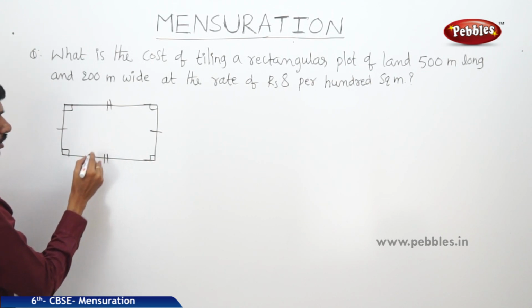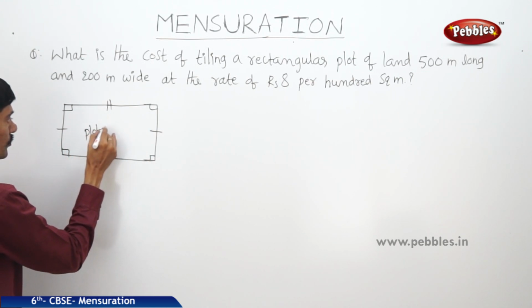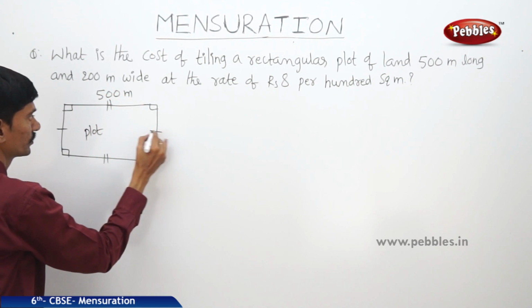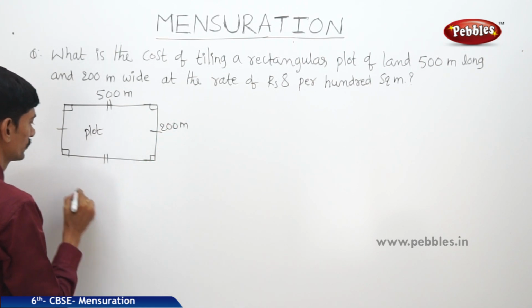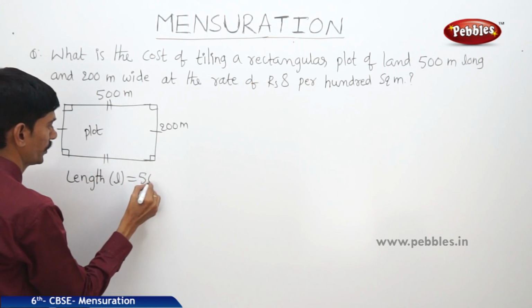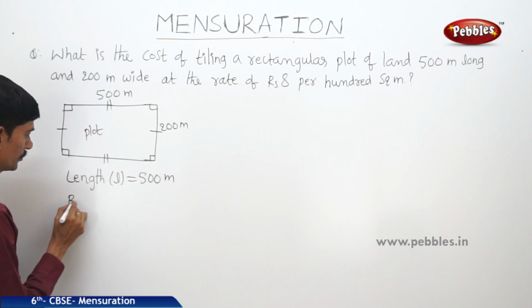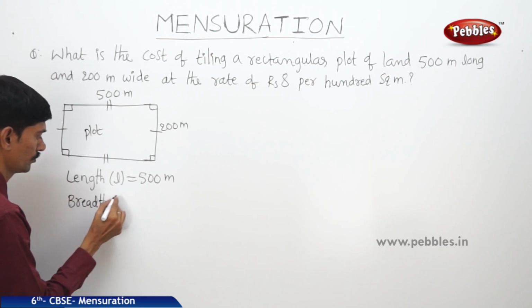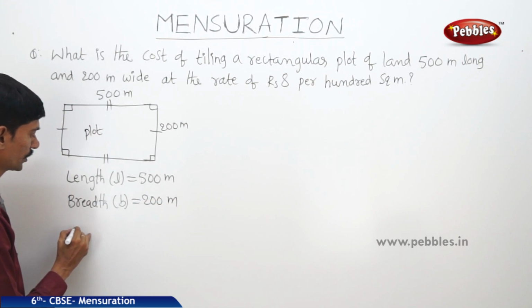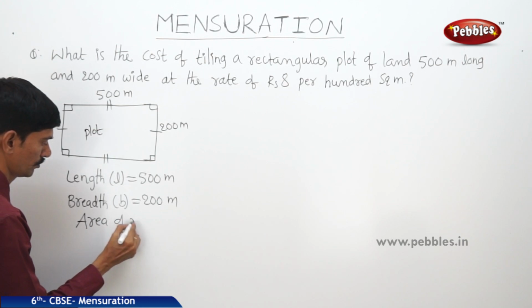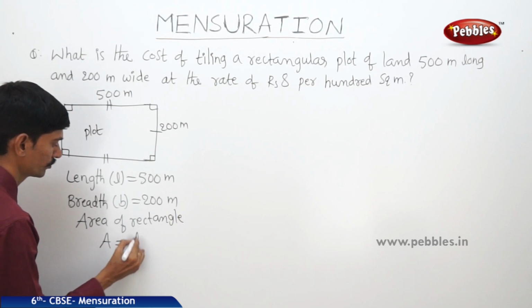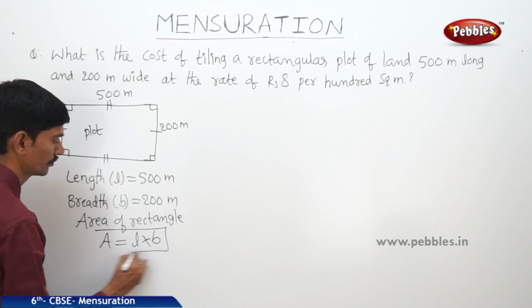So the length of the rectangular plot is 500 meters and breadth is 200 meters. So length L equals 500 meters, breadth B equals 200 meters. Now the area of the rectangle A equals L into B, length into breadth.